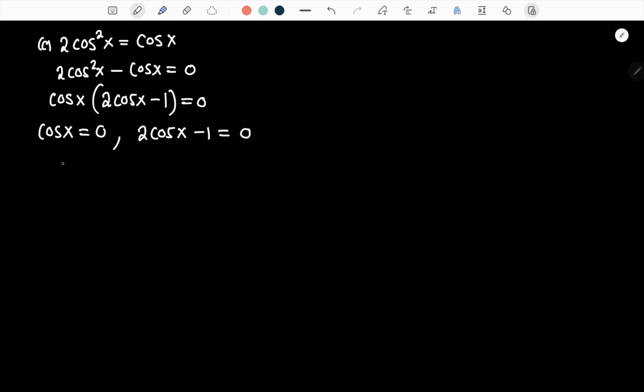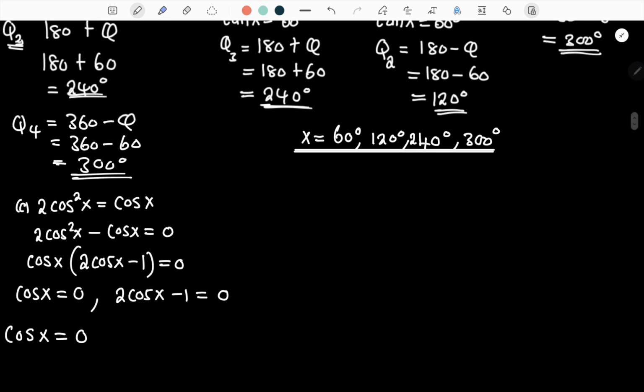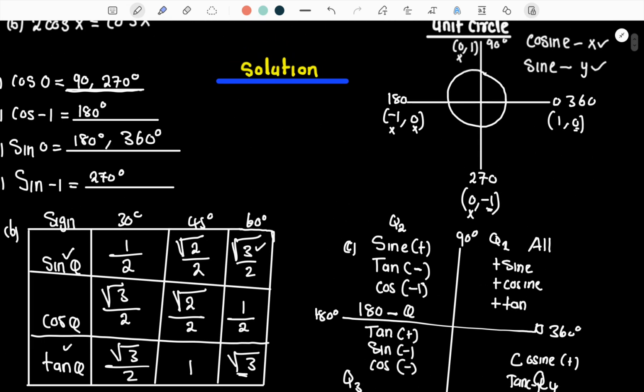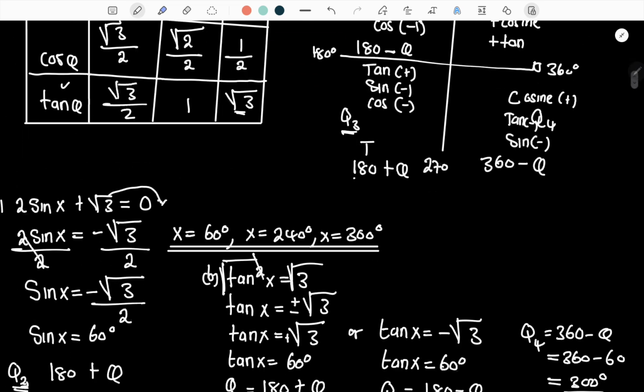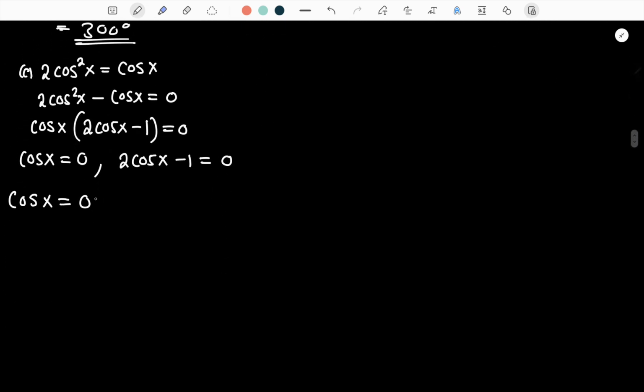So let's try the first one. Let's find the possible values. So what are the possible values of cosine x is equal to 0? So you will need to go to the unit circle. So you will check on your unit circle, where cosine is equal to 0. Check where cosine is at 0 on the axis, because that is what we said cosine is. So 0 is on the x-axis at 90 degrees. It is also on the x-axis at 270. So when cosine is equal to 0, the possible values are your 90 degrees and your 270 degrees. Okay?